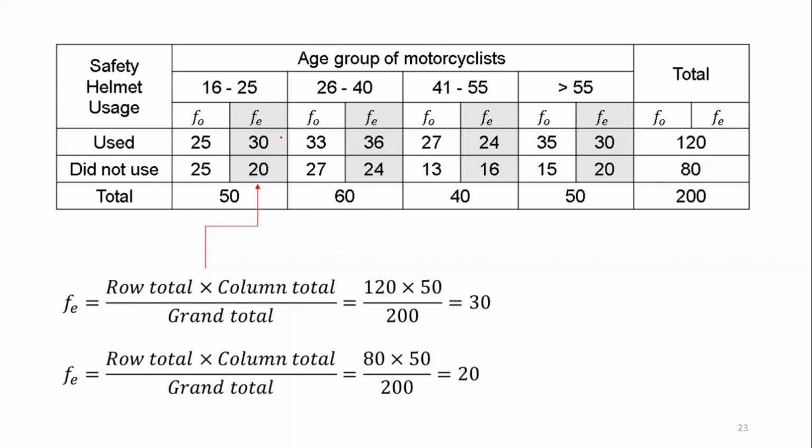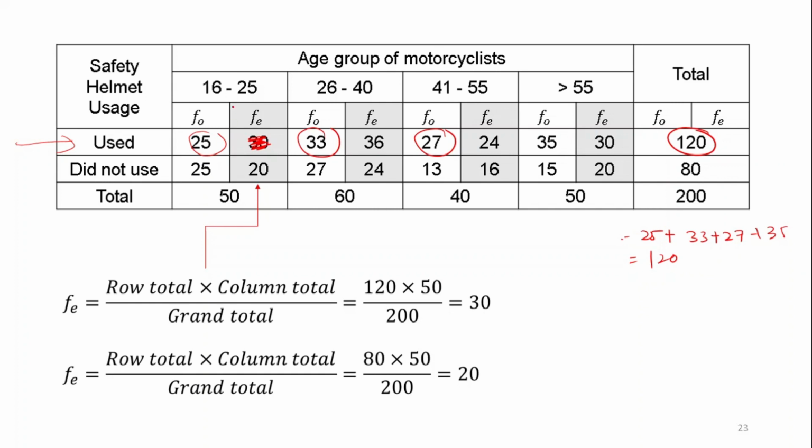First this one, for example, you don't know this value. Then you need to find the row total. Row total is 25 plus 33 plus 27 plus 35, so you get 120. So this one is our row total. The row total for used is 120.